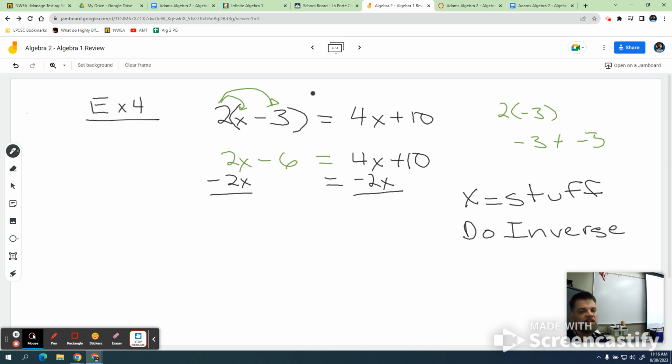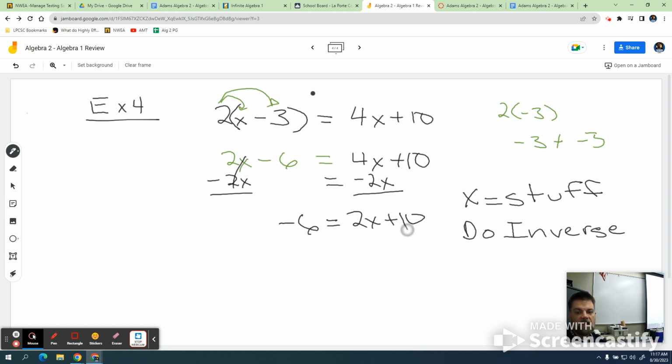Anyways, what's 2x minus 2x? 0. So this goes to 0. What's 0 plus negative 6? Negative 6. All right, cool. What's 4x minus 2x? 2x, right? And sometimes people get confused. Remember, think of it like this. I have 4 x's in my hand. If I take 2 away, what do I have left? 2x. Right? So this becomes 2x plus 10.